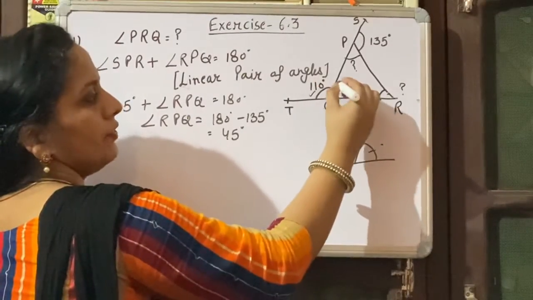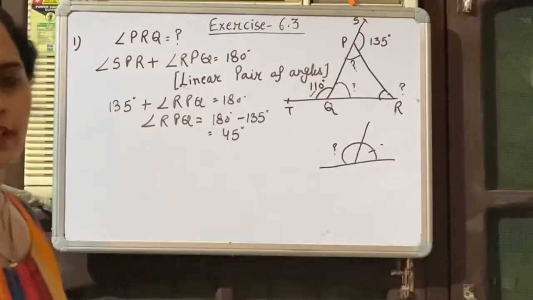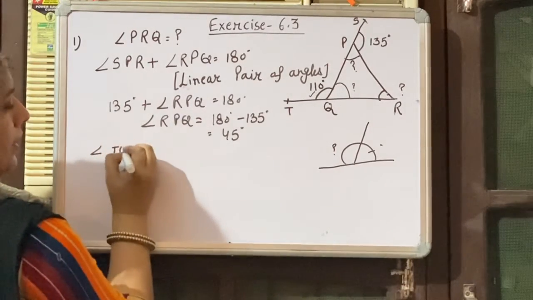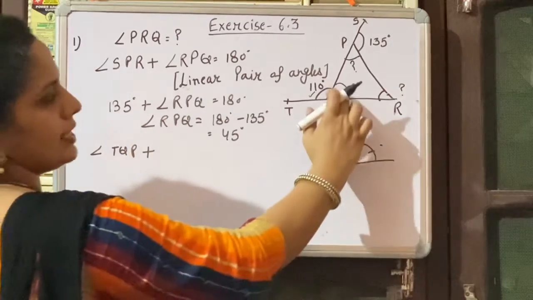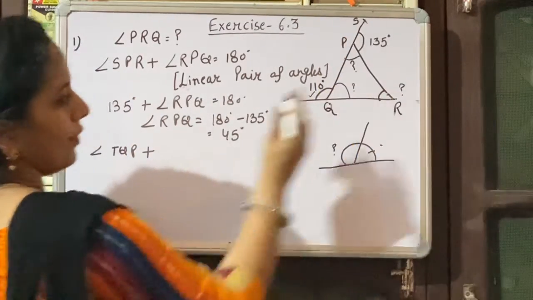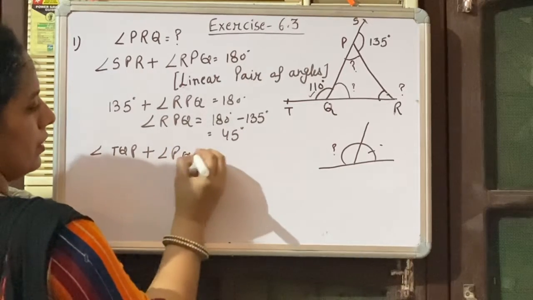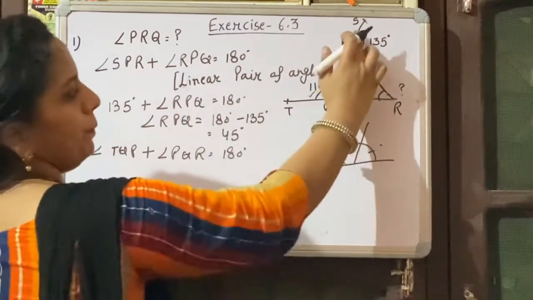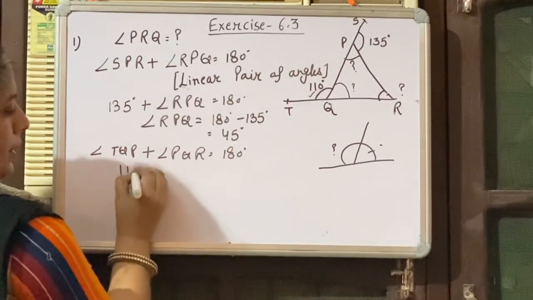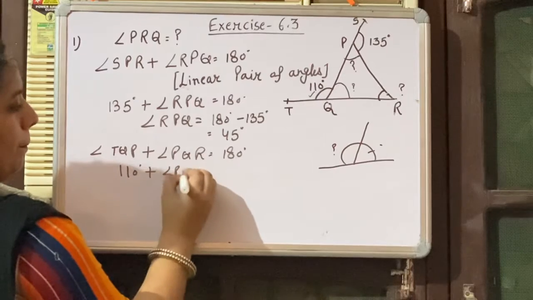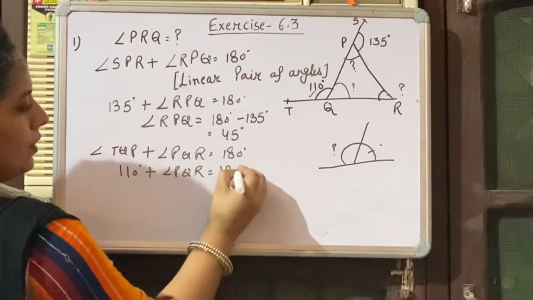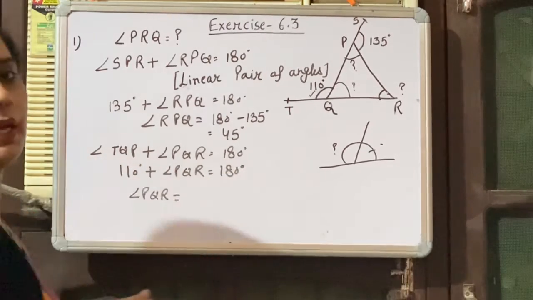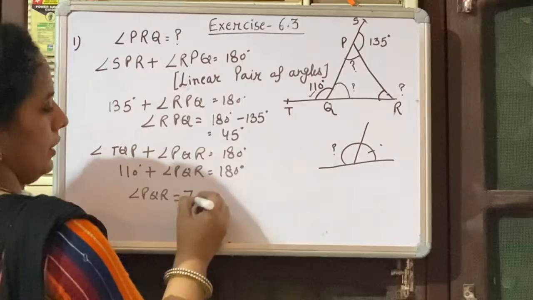The value of this angle is given. We can easily find out the value of this angle. So we can write here angle TQP plus this angle PQR is equal to 180 degrees. The value of TQP is equal to 110 degrees plus PQR. So we can say PQR is equal to 180 minus 110, that is equal to 70 degrees.